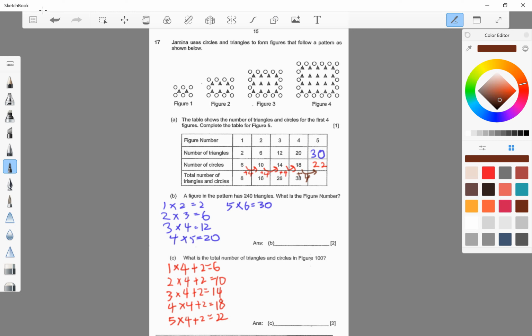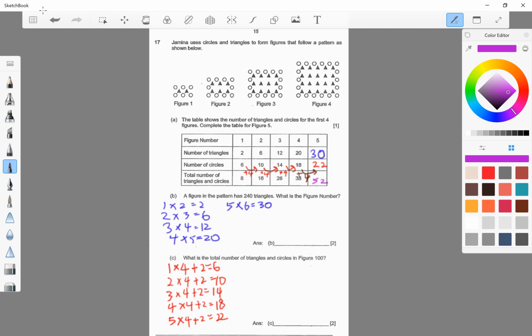So the total number of triangles and circles, if we actually ask ourselves, if I do not know the number of triangles and circles, right, is there a sort of like a general formula that I can use? The answer is yes. Okay, let me explain how it works. So if I were to add up 30 and 22, it gets me to 52.